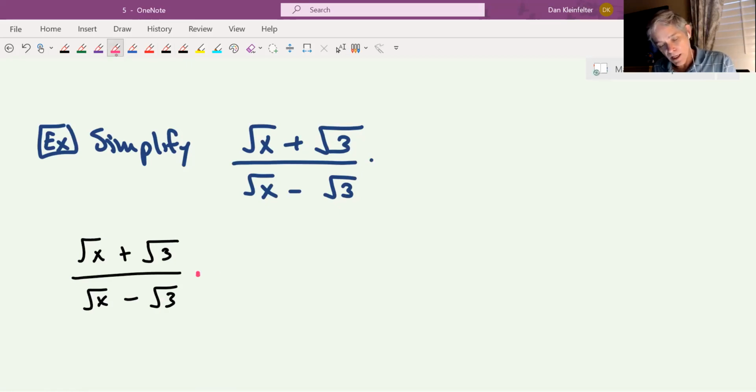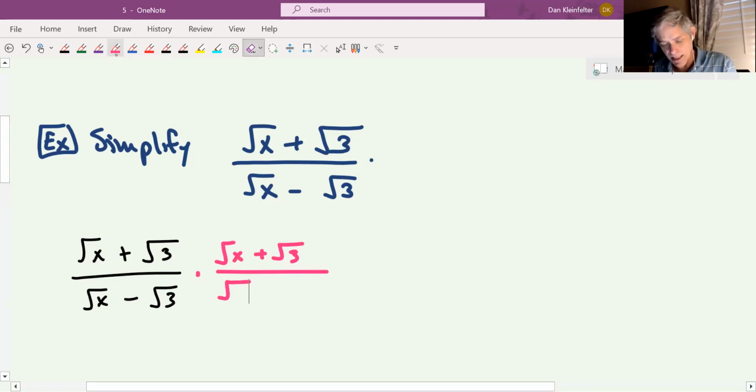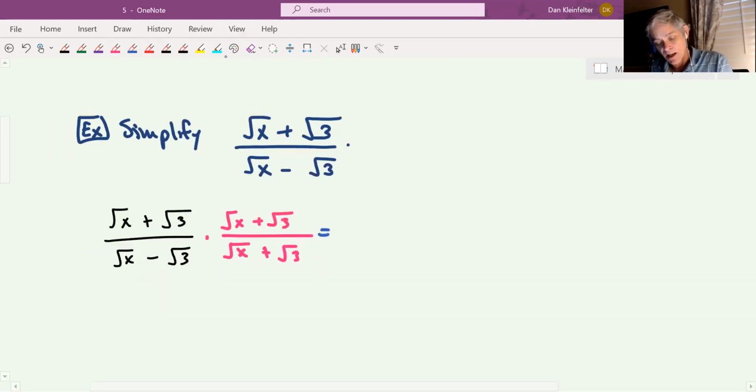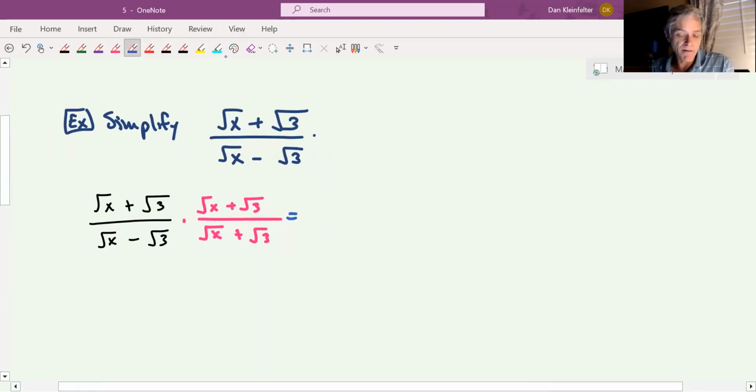All right, so here you would multiply the numerator and denominator by square root of x plus the square root of 3. Make sure that you're multiplying the numerator and denominator by the same thing. You have to make sure that you do that, otherwise the value changes, right? You don't want that. All right, so then up top, we'll have root x.